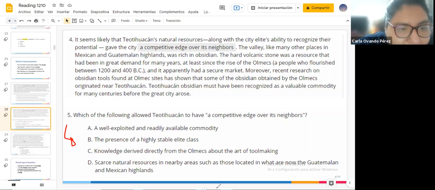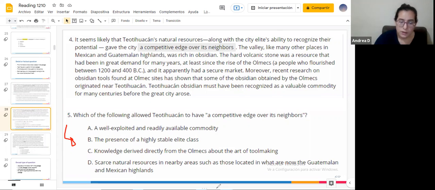Okay, guys. Something I've got to say about this one, as you can see, it's something very direct. They're asking which of the following allowed Teotihuacan to have a competitive edge over its neighbors. And this is even quoted. It's not always going to be quoted, but I'll tell you about that later. It's something very detailed, that's why they're called factual or detailed questions. Let's try and read this. For these ones, we're going to read the entire paragraph as well, but you'll see that it's not really necessary to do that. But let's read it so that you have an idea.